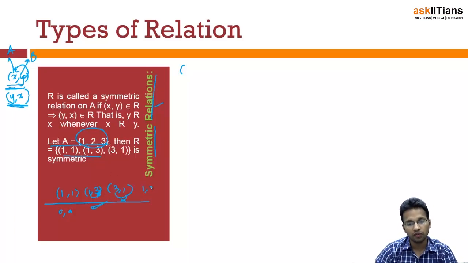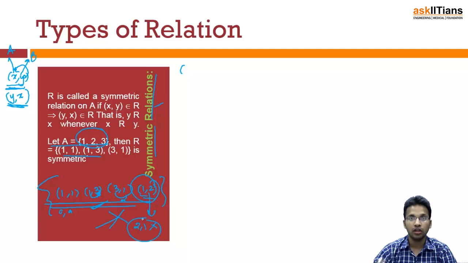But suppose there had been one element more, (1, 2), then this would not have been a symmetric relation. Why? Because for this element, (2, 1) is not present. So even if for one of the elements the symmetric pair is not present, then the overall relation cannot be termed a symmetric relation.